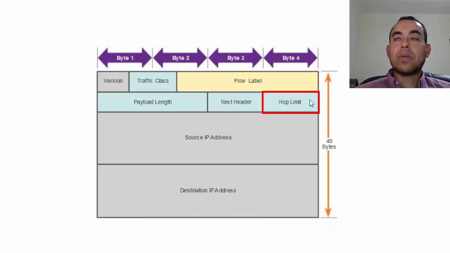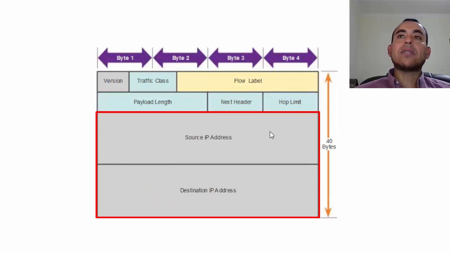The hop limit corresponds to the time to live field in IP address version 4, and it also refers to the maximum number of hops that this packet can travel. And then we have the source address and the destination address. Each of them is 4 rows of 32 bits, so that actually includes 128 bits for the source and the same for the destination.